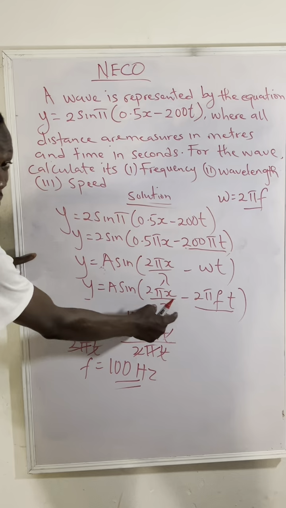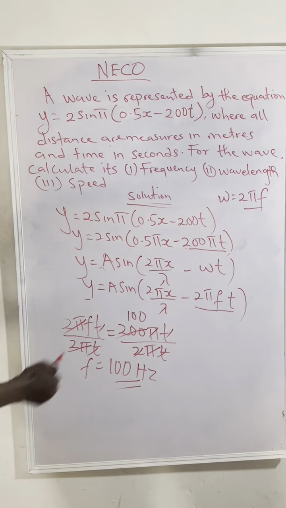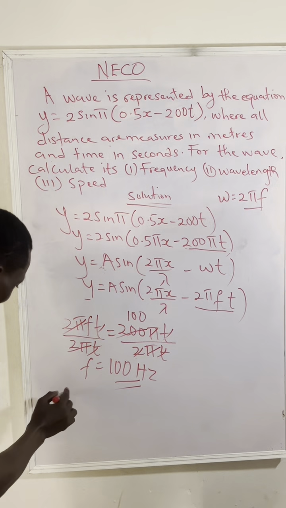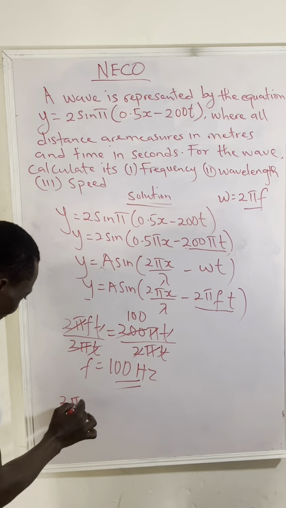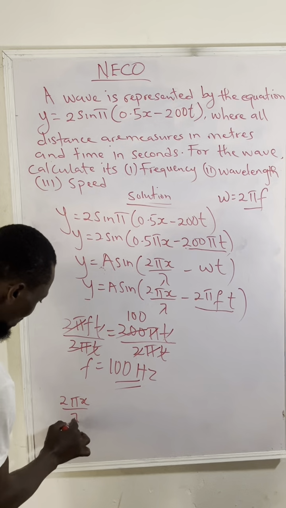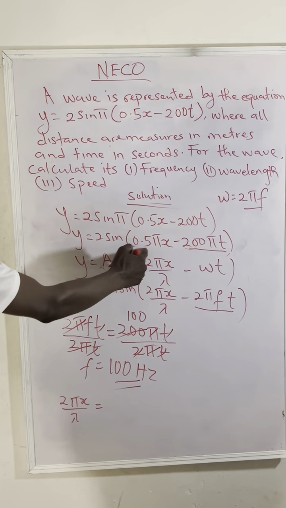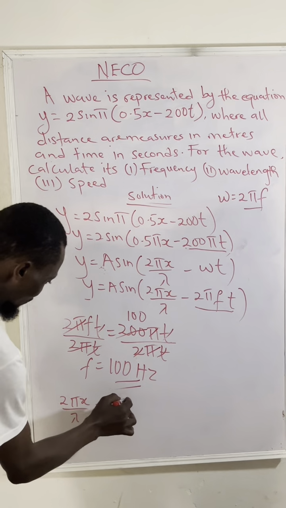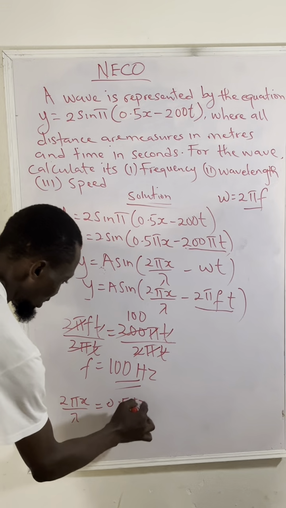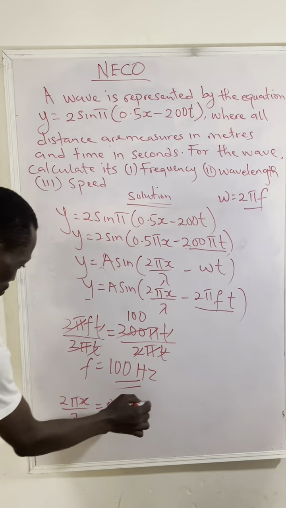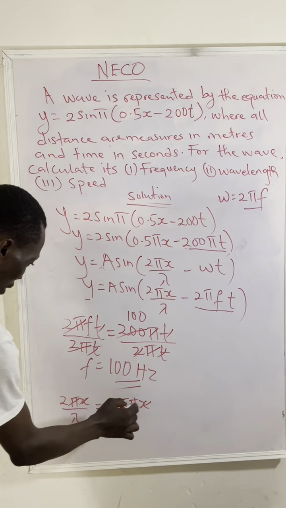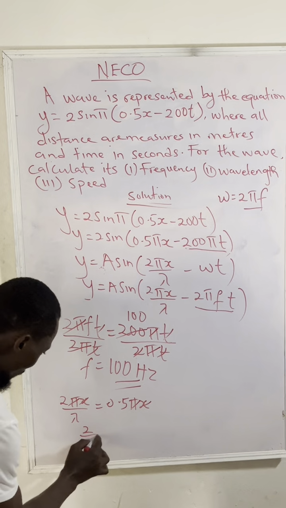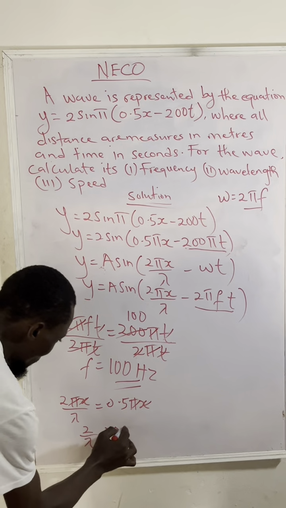Because we can get our wavelength from this side, I can say 2πx/λ should be equal to 0.5πx. Remember, x will cancel x and π will cancel π, so all I have left is 2/λ = 0.5.